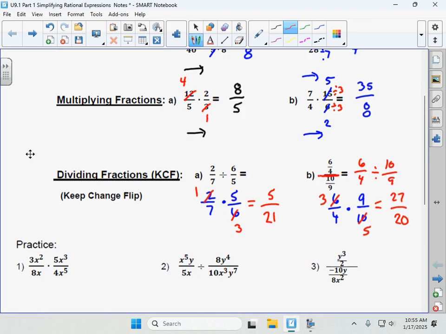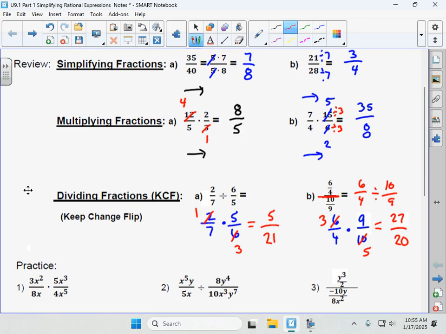So again, I just wanted you to see where we're headed with these. Now we're going to be having variables in there, and binomials and trinomials, but this is the basic idea behind simplifying fractions, multiplying, and dividing.